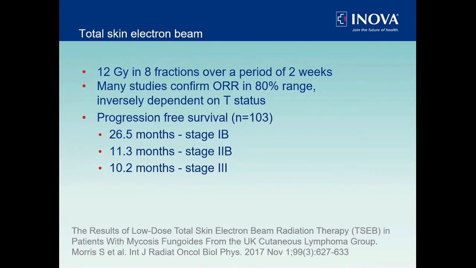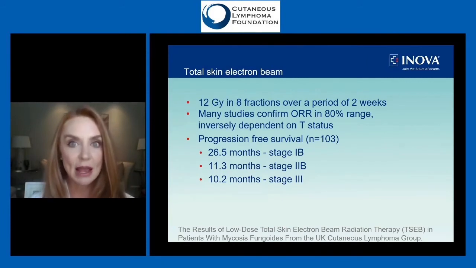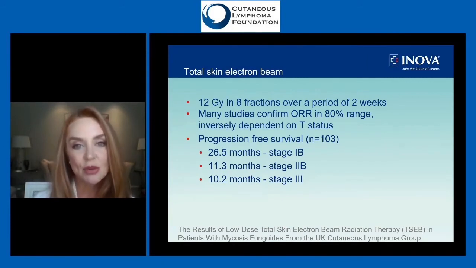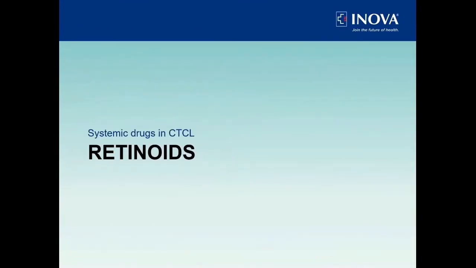So what I'm talking about here is that this one study showed the progression-free survival times for various patients. In the patients who presented with stage 1B, they had no disease for over 2 years. But in the patients who presented with stage 3, they had improvement that was durable for less than a year. So you have to use total skin electron beam in combination with other therapies, or at least with an immediate introduction of another maintenance therapy.